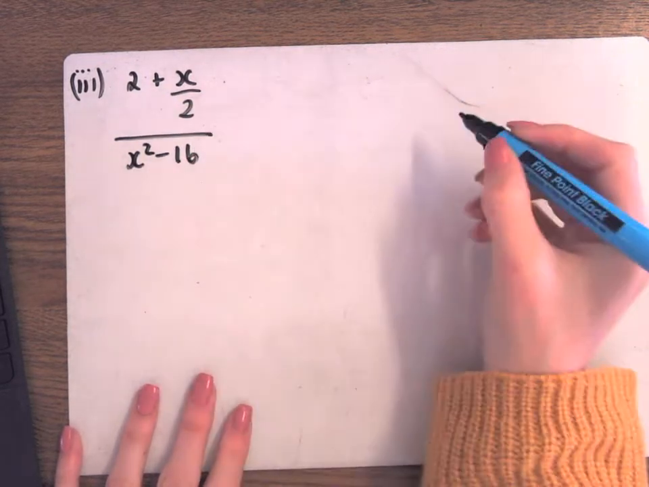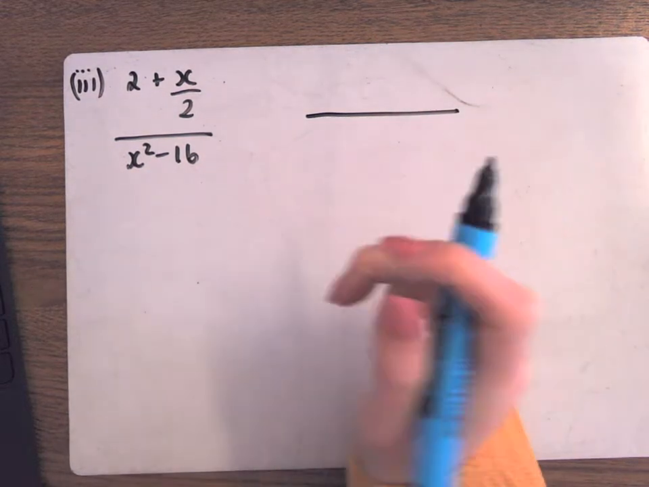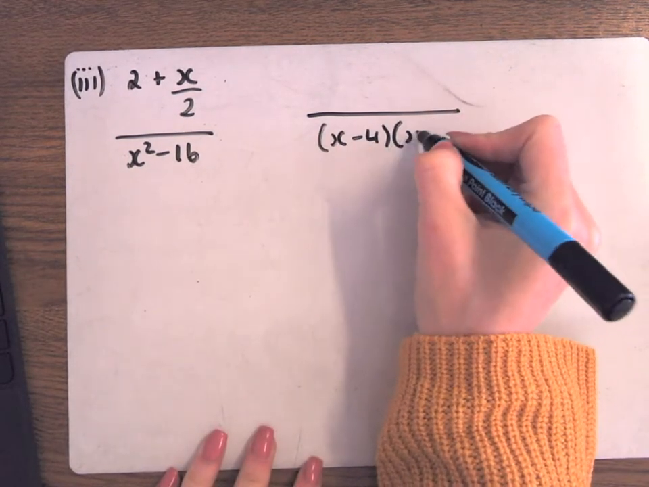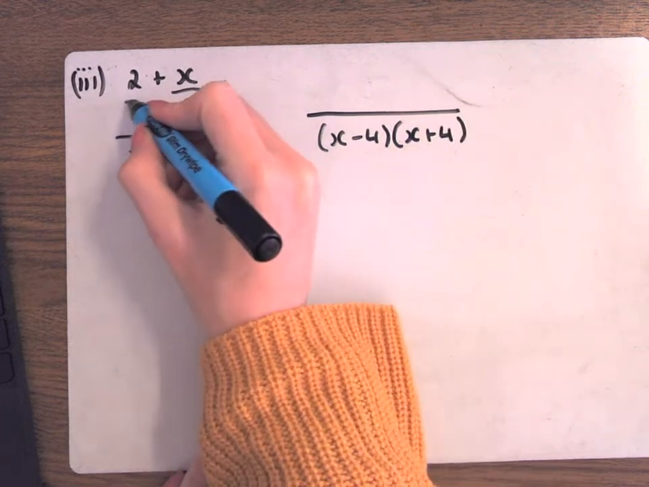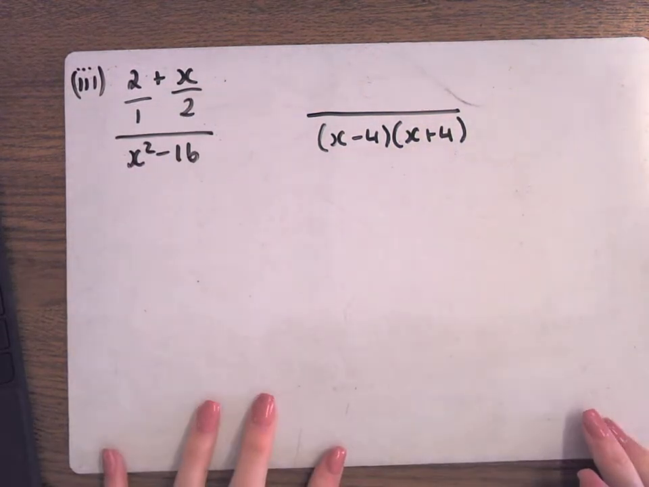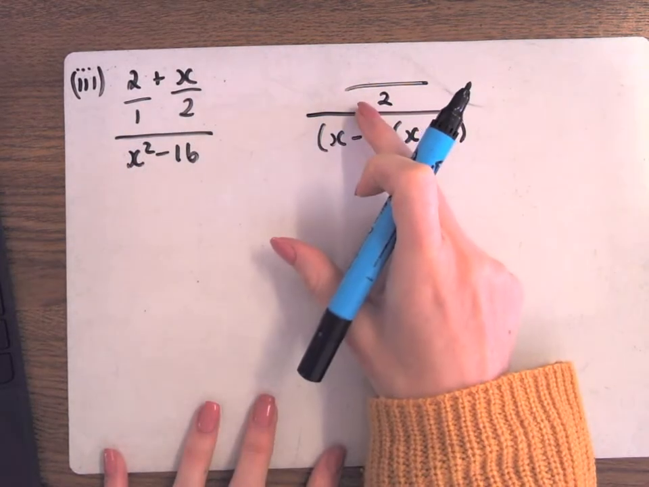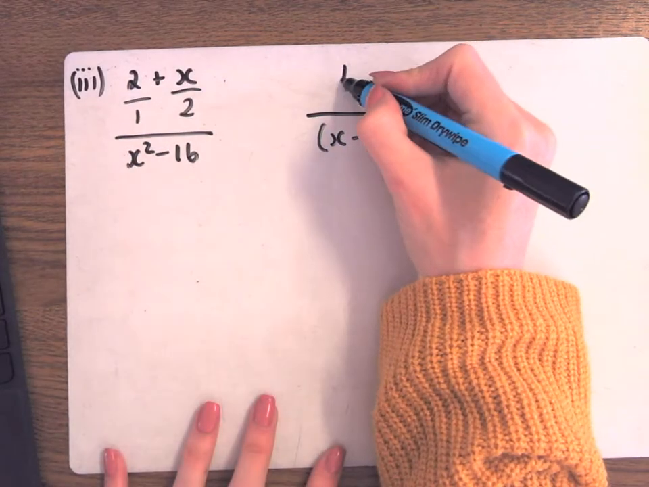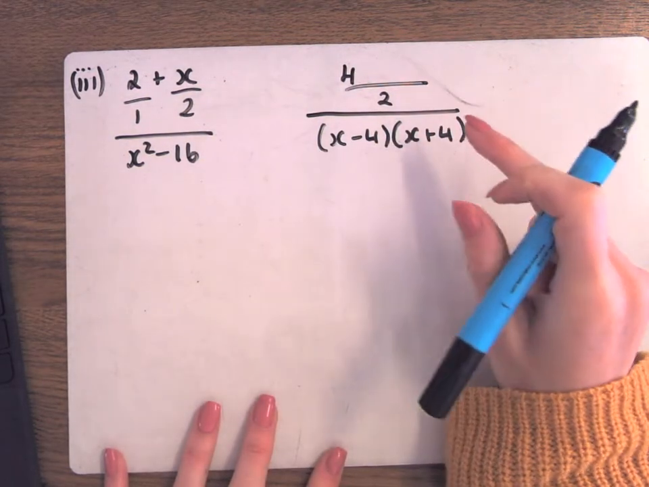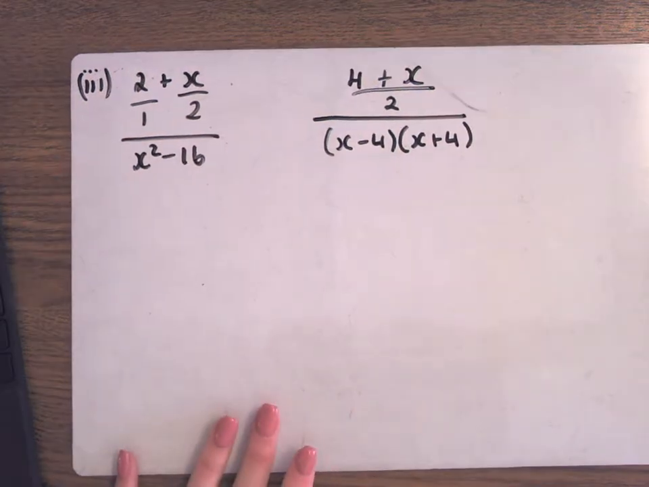Okay, so looking at this, I can immediately see that the bottom line is difference of 2 squares, isn't it? That's x minus 4, x plus 4. On the top line, I'm going to have to get a common denominator. What's the common denominator of 1 and 2? 2. What did I do to 1 to make it 2? I multiplied it by 2, so I must multiply the top by 2. What did I do to 2 to make it 2? I just multiplied it by 1. So that x gets multiplied by 1, it doesn't change.